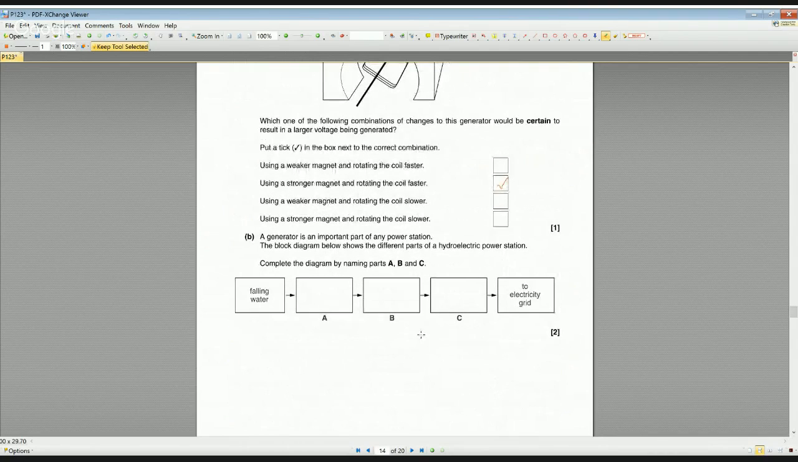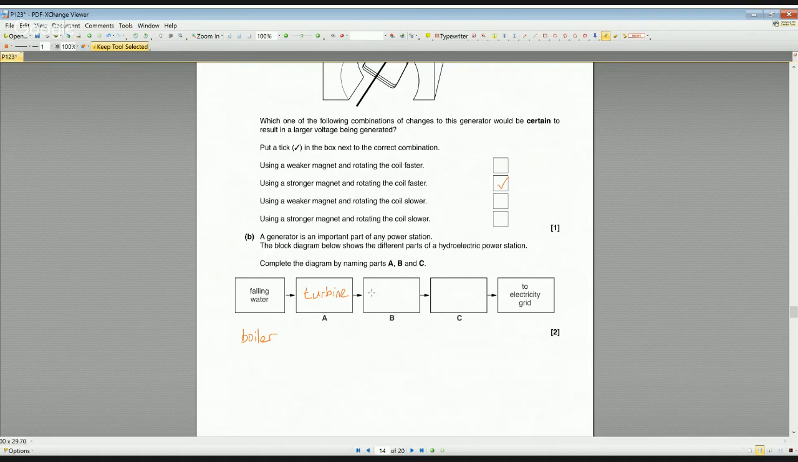Part B is a very, very common question in some form. You need to be able to use this kind of block diagram for power stations. In this case, it's a hydroelectric power station. If this was a fossil fuel or nuclear power station, this first box could be a boiler. But in this case, it's not. It's falling water, because it's a hydroelectric power station. So the first stage here, the falling water turns a turbine. Or again, if this was a fossil fuel or nuclear power station, the turbine would be turned by the steam produced by the boiler.